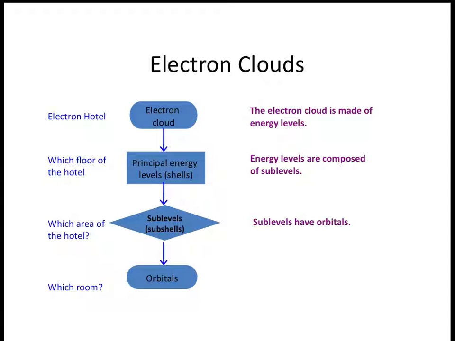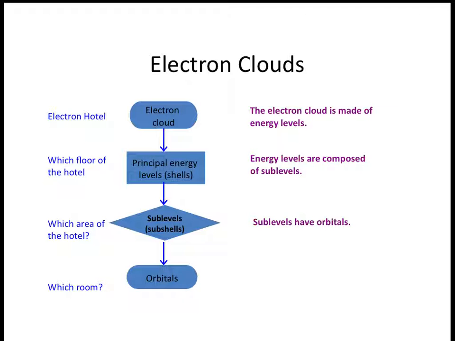The electron cloud is broken down into energy levels, which are sometimes called shells. The energy levels are broken down into sublevels, and the sublevels are broken down into orbitals. The orbital is the region of space where there's a high probability of finding an electron.